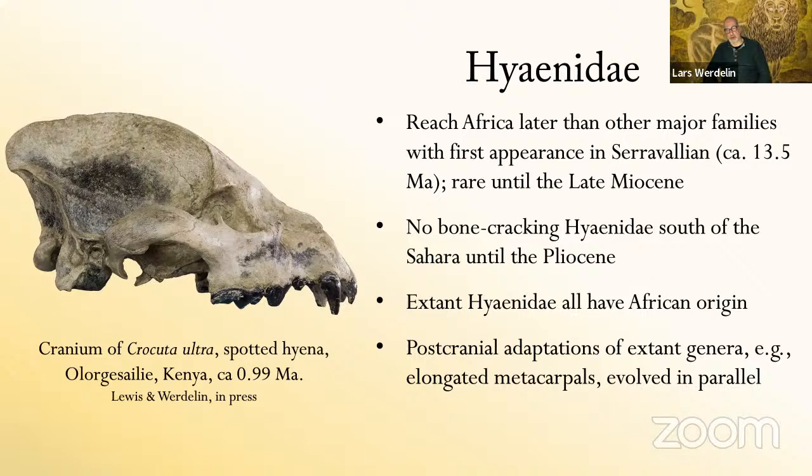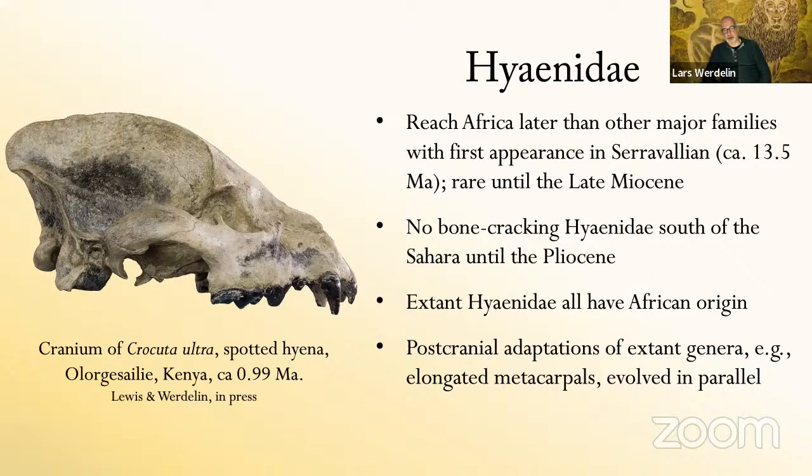There is a bone-cracking hyena from Sahabi in Libya, but North Africa then and North Africa today are at least partially, if not completely, part of the European biome. So it was probably easier for these hyenas to get to Libya than to cross the Sahara or the Proto-Sahara.